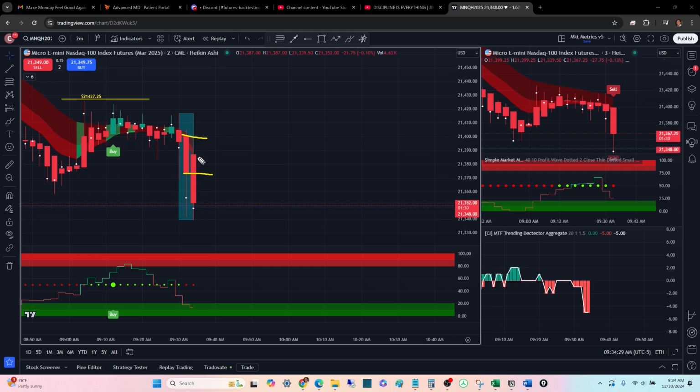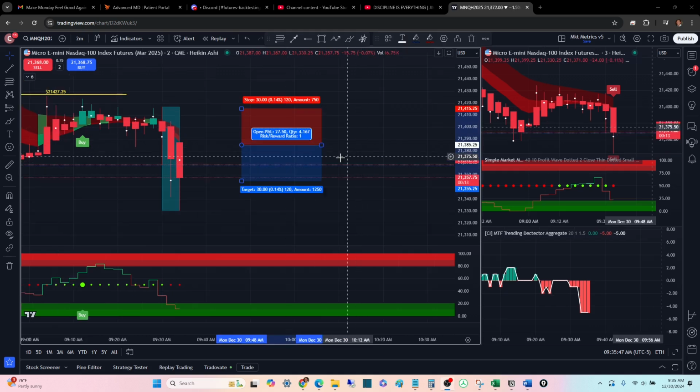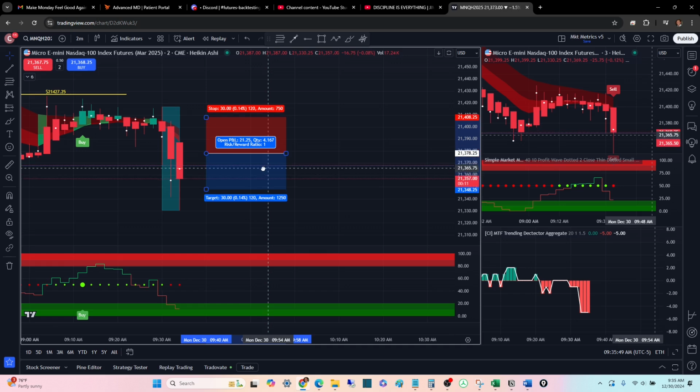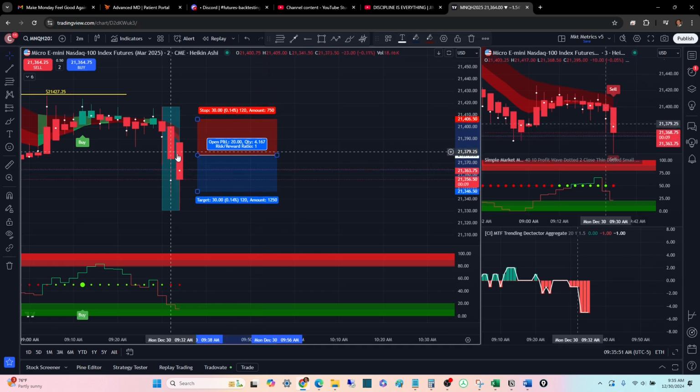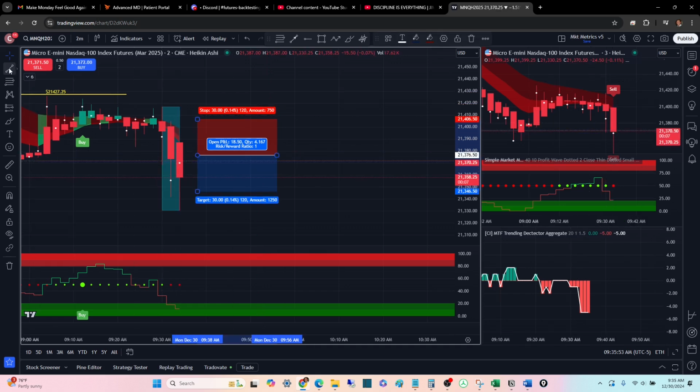If it doesn't happen here, if we don't get a close within this area right here, then I'll just move to the next candle and wait to see if we get a close within that candle, and so on and so forth. So we're just going to hang out, wait, and see if that happens. I'm just starting it in case it does decide to close within there. It may not happen. We'll just see what happens.